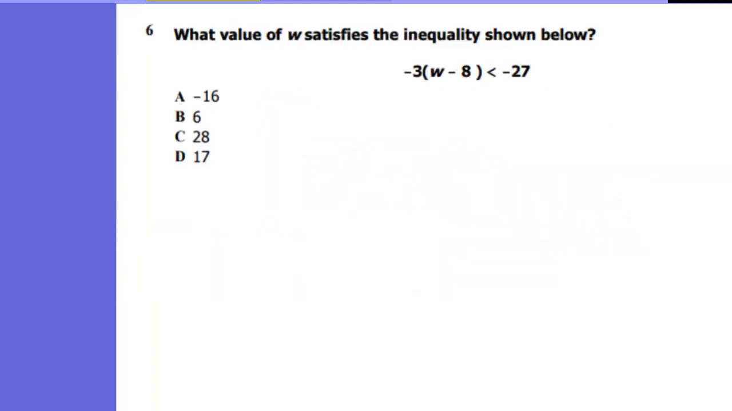Alright, next common mistake. Find the value of w that satisfies this inequality. We have two different ways to solve this. Either we distribute negative 3 to our w minus 8, or we can just divide both sides by negative 3. We'll just show the distributive property first. So we'll have negative 3w, and then negative 3 times negative 8, that's positive 24, less than negative 27.